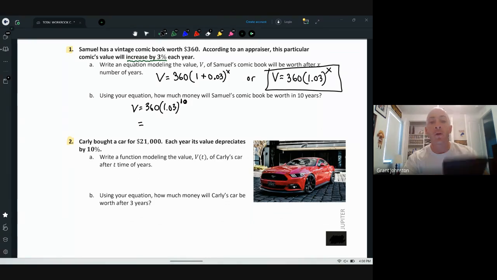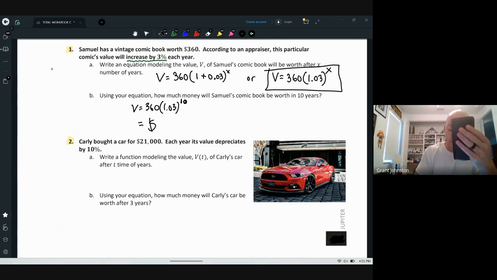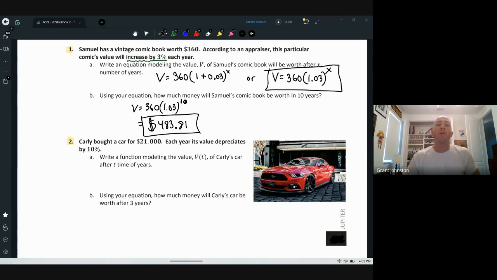So 1.03, and then to the power, so I'm going to do y to the x, 10. I got 1.3439, and so on. And then I'm going to multiply this by 360. And I got 483.81. I'm going to go 2 decimal spots with my rounding because we're talking about money. So $483.81 would be the estimate. And that makes sense, 3% each year. It's going to increase, so it should be worth more than the $360 it originally was.